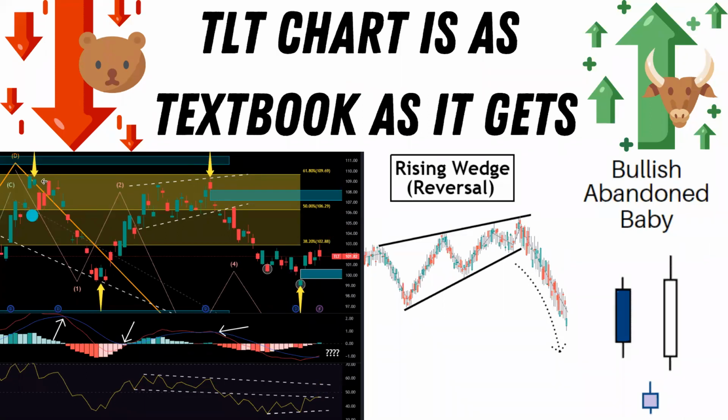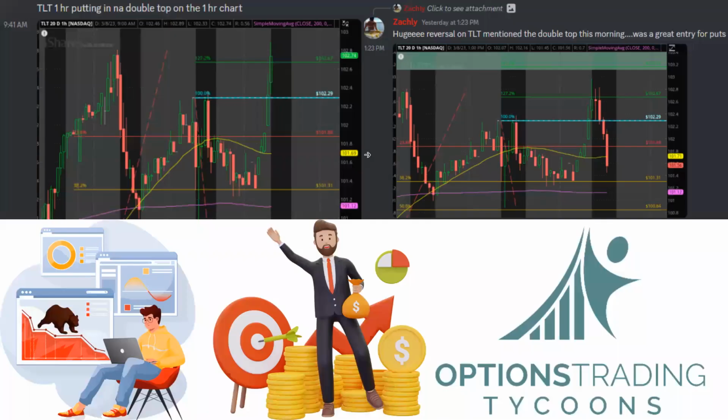But yeah, I mean, it doesn't get more textbook than that, guys. The bullish trade had about 3 bullish indicators and ended up playing out. The bearish trade had about 4 technical indicators and ended up playing out. So TLT is pretty textbook, guys. It's about as textbook as it gets.